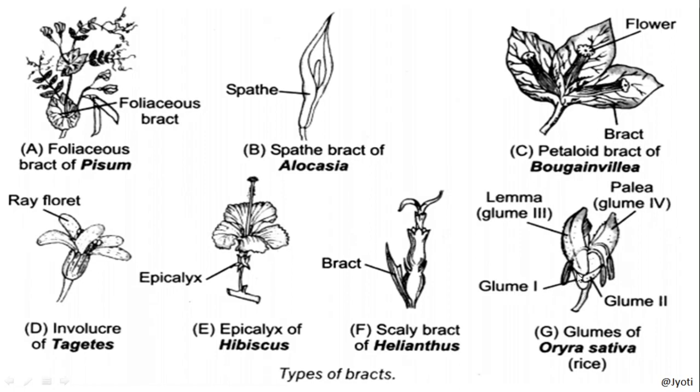These scaly bracts are very much reduced in size and restricted only to the base of the flower. They are called glumes. Only one bract is present here, and you can see the bracts are of different sizes and present in different whorls. This is the outermost whorl of the bract, then this is the innermost whorl of the bract, and they are called glumes.